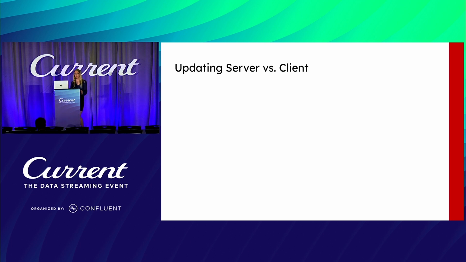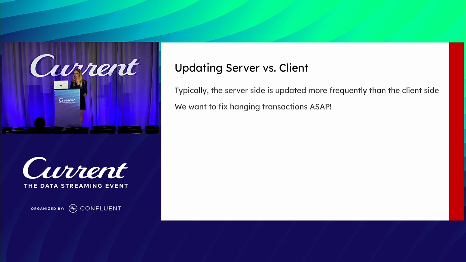But one thing to keep in mind when fixing issues in Kafka is updating something on the server versus updating something on the client. There are different timelines for these different updates. Typically we update the server more frequently. Usually the server is more central within a business or within someone who's running Kafka, and the clients are maybe run by different people and are not updated on the same cadence. But we want to fix this hanging transaction as soon as possible. It's causing all these issues. We're not able to read. We're not able to compact. How can we fix this quickly?